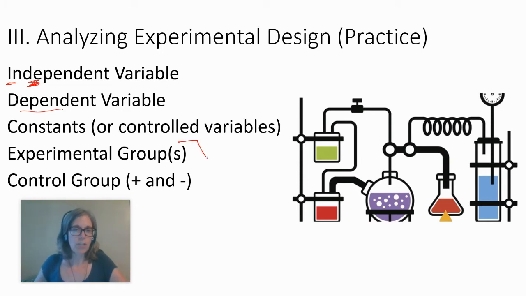Okay, and then you have experimental groups, at least one, usually more, and then control groups. You've probably only encountered negative controls up until this point. That's what AP mainly is concerned about, but once or twice I've seen positive controls. So we'll define what each of those means as we go through these examples.